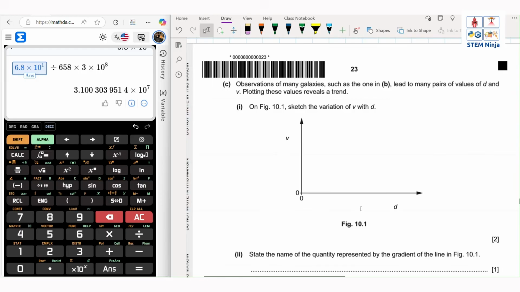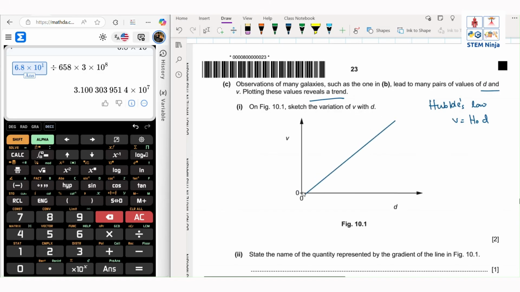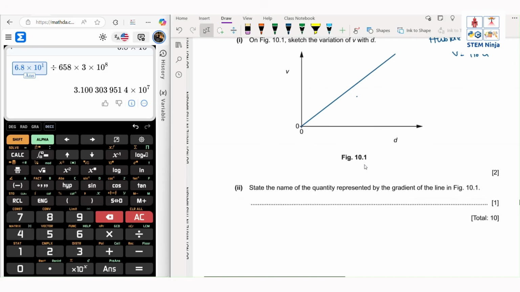Observations of many galaxies, such as the one in B, lead to many pairs of values of D and V. Plotting these values reveals a trend. Sketch the variation of V with D. Now, this is basically Hubble's law. Hubble's law is V equals H naught times D, which means a constant gradient and direct proportionality. So this line is passing through the origin. State the name of the quantity represented by the gradient of the line. This is just the Hubble's constant.